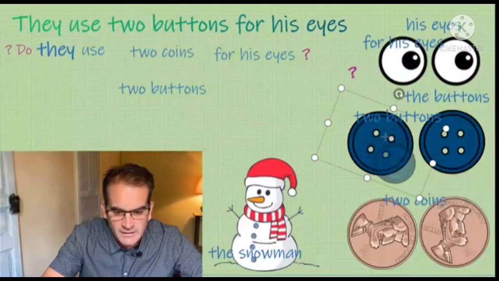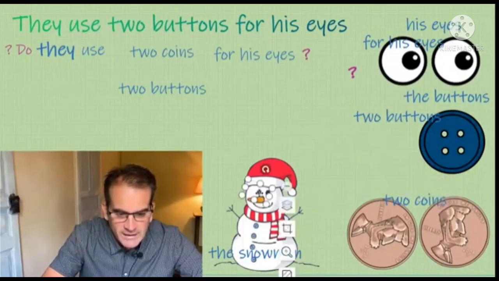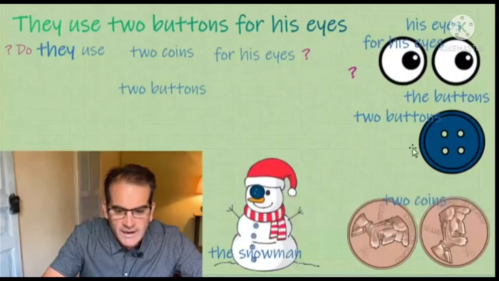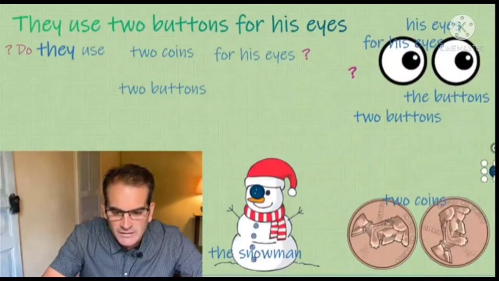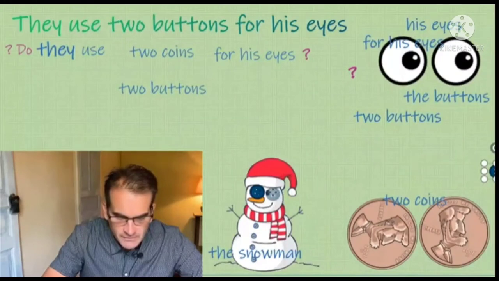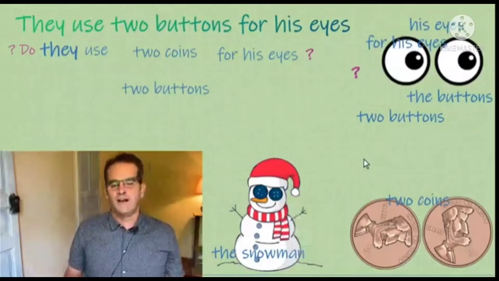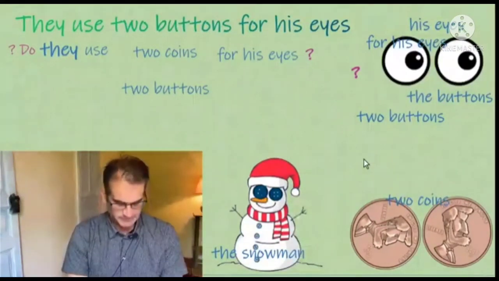We can make the little, okay, I'm going to use the button, make it little, and I'm going to put the button here. So this is one eye, and then I have another eye. So two eyes. I use two buttons for his eyes. So they use two buttons for his eyes.